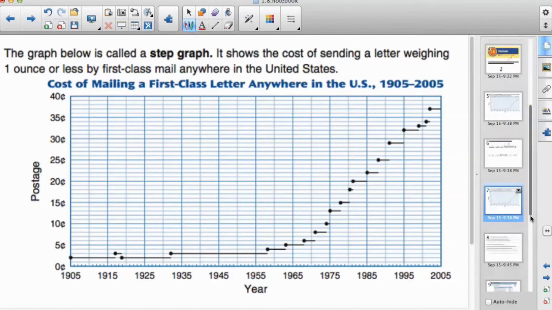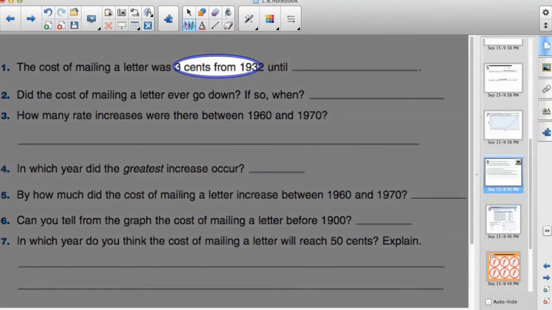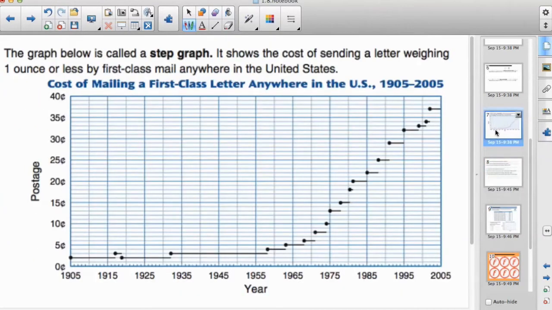Moving forward, let's go ahead and answer a couple of questions about this to gain some familiarity with step graphs. The cost of mailing a letter was 3 cents from 1932 until when? If we go back to our step graph, we find 1932.